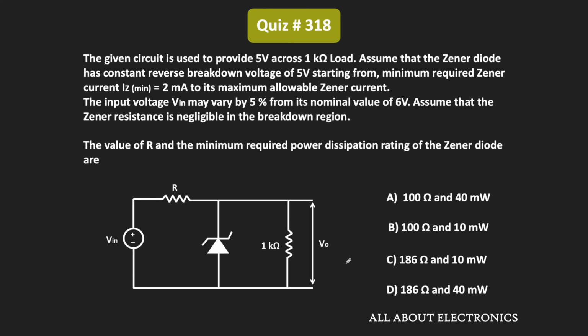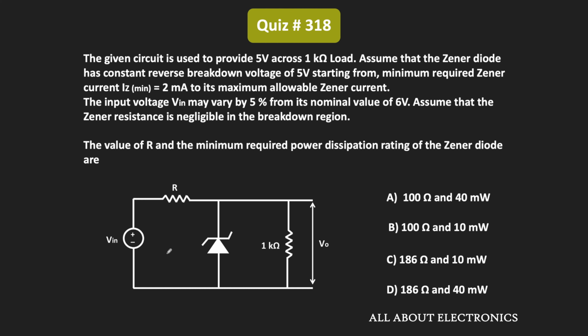So in this question, this Zener diode is used as a voltage regulator. So this circuit provides a 5 volt across this 1 kilo ohm load. And in this question, just assume that the Zener diode has a constant reverse breakdown voltage of 5 volt when the current through the Zener diode is between Iz minimum and the Iz maximum, where this Iz minimum is the minimum required current for the Zener diode to operate it in the breakdown region.